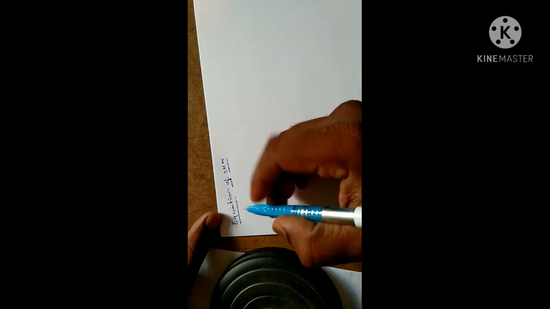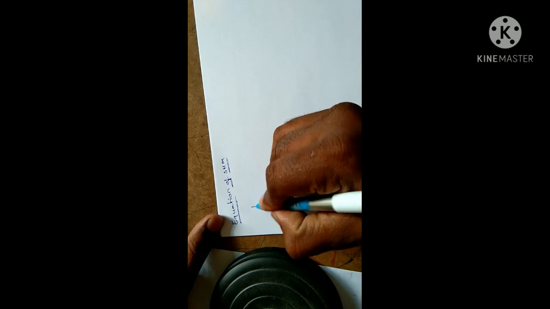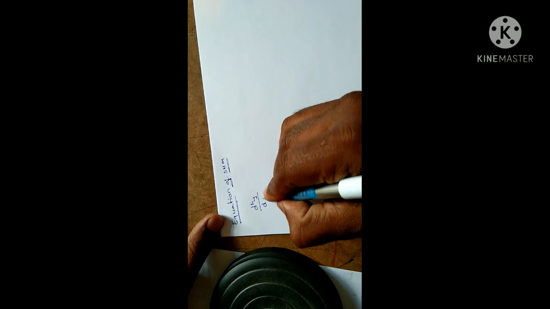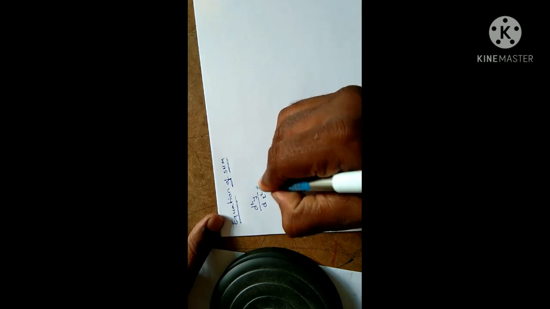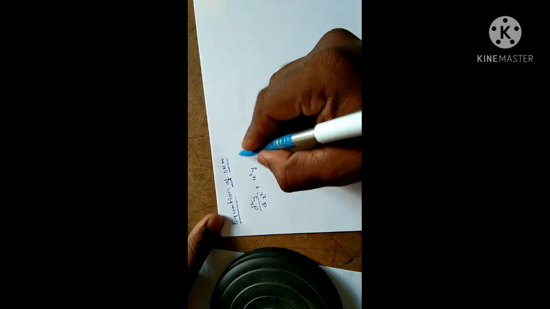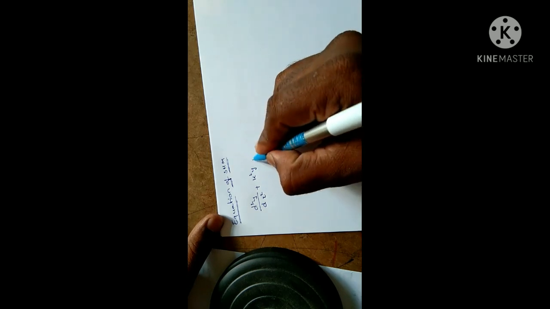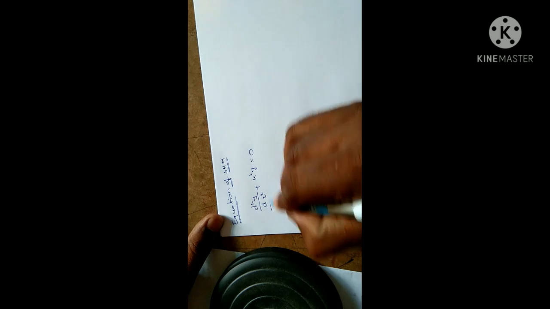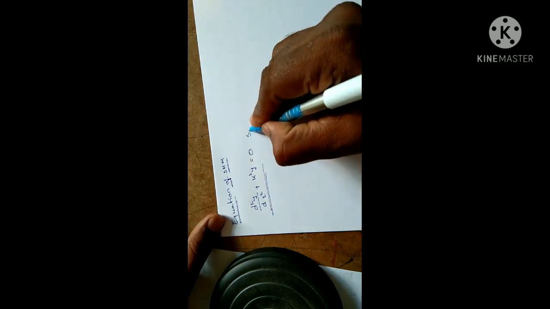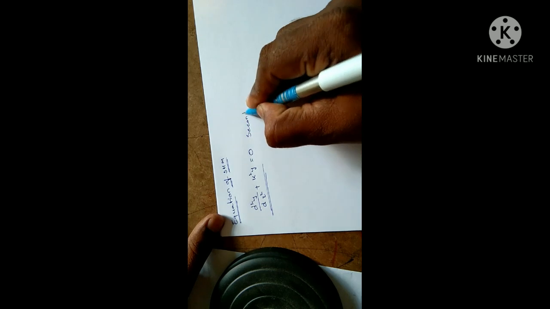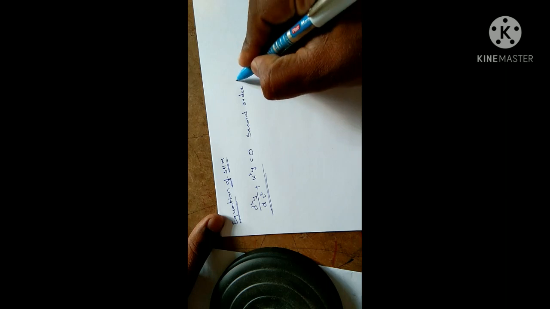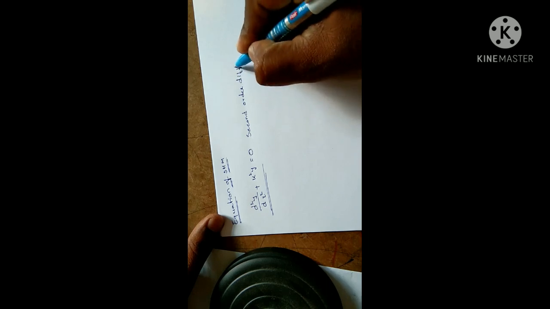So let me write the equation. d square y by dx square plus k square y is equal to 0. This is a second order differential equation.